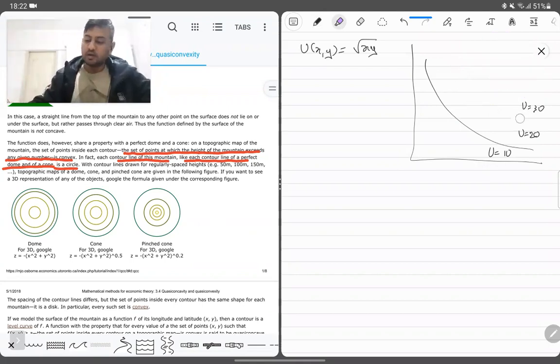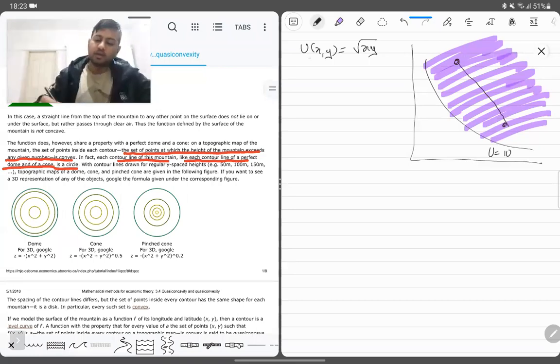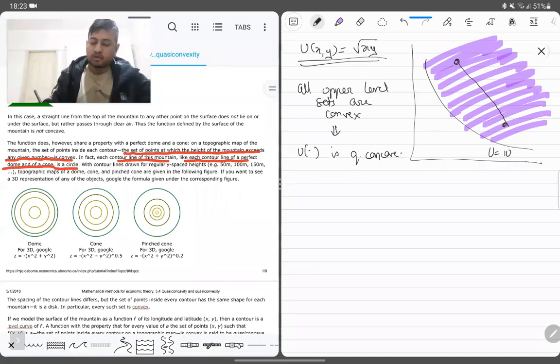Okay, so if I take any upper level set, let's say of utility 10, then the upper level set looks like this, and this upper level set is convex for the simple fact that if I take any 2 points in this set and connect them, the line segment lies completely inside this set, which is this purple region. Okay, so for the Cobb-Douglas utility case, you can claim that all upper level sets are convex, which implies that the utility function is quasi-concave.